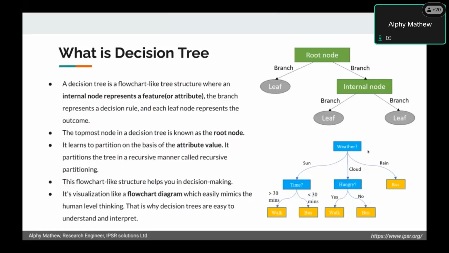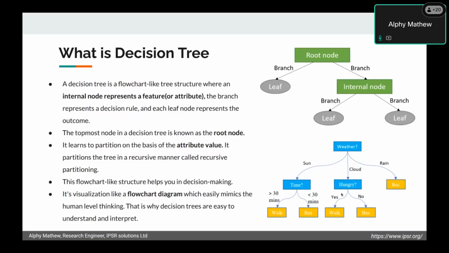This is one example of a decision tree: the weather-and-hungry decision tree. Let's look at what this tree explains. Imagine you are deciding whether to walk or take the bus. You need to decide whether to walk or take the bus.